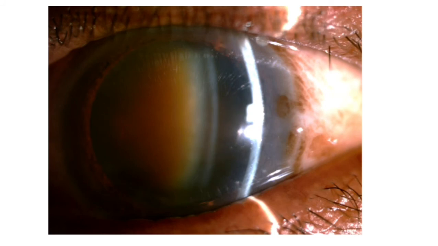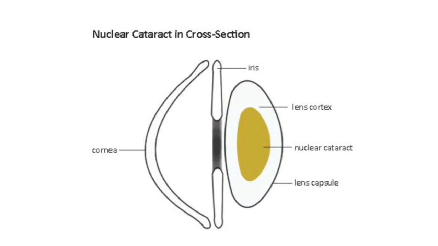Okay, so nuclear cataract will look like this. This is the lens cortex, this is the capsule, these are the equator, these are the poles, and this is the nuclear cataract. When there is a presence of nuclear cataract, the lens will not become thick, but when there is a presence of cortical cataract, then the lens will be thicker.